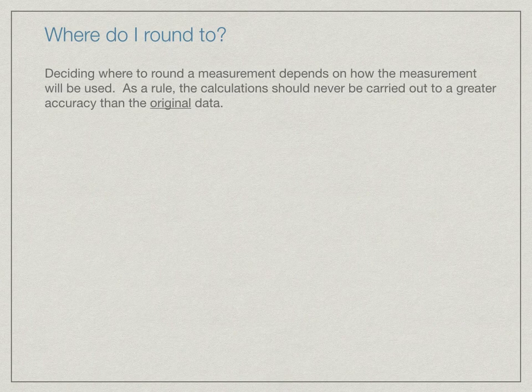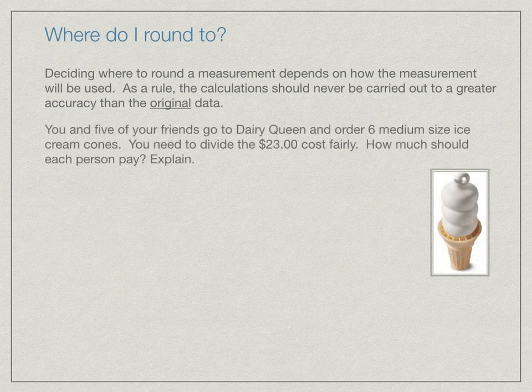So here's another example on where I need to round to. Let's say you go to Dairy Queen and you and five of your friends order 6 medium-sized ice cream cones. The cost is $23 exactly, but we need to divide that cost evenly and fairly. How much should each person pay? So of course, this is a division example. We'll divide $23 by 6.